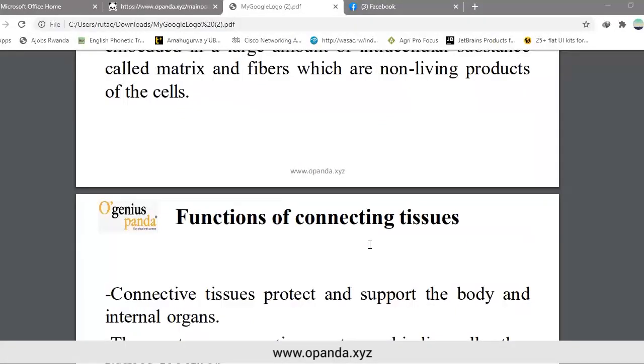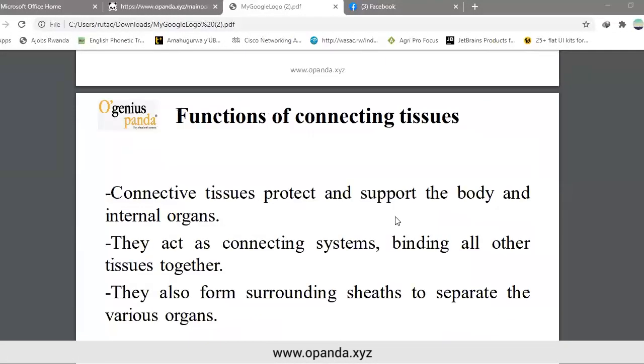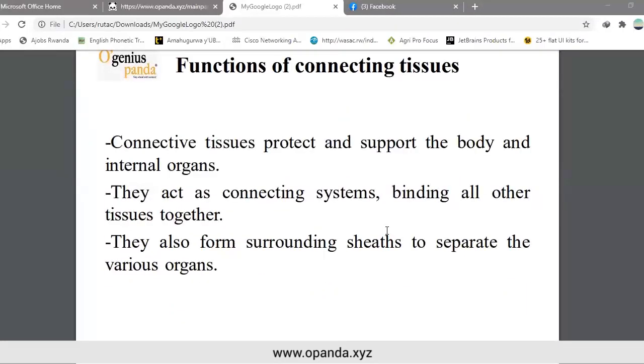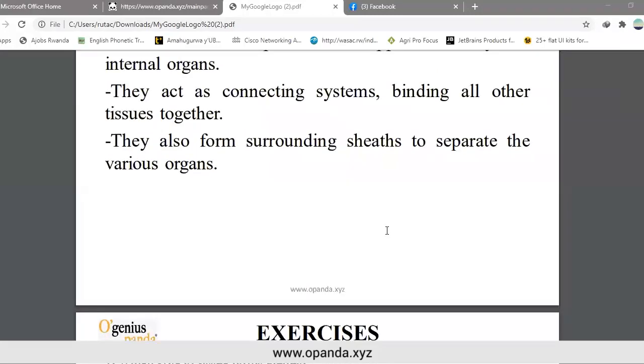What are the functions of connective tissues? Connective tissues protect and support the body and internal organs. They act as connecting systems, binding all other tissues together. They also form surrounding sheaths to separate the various organs.